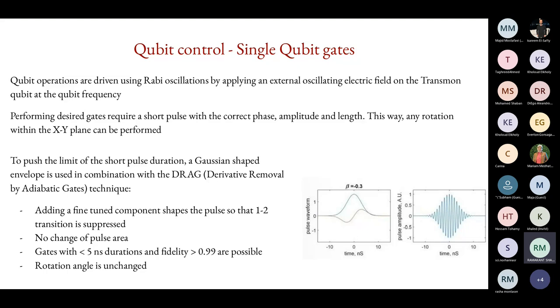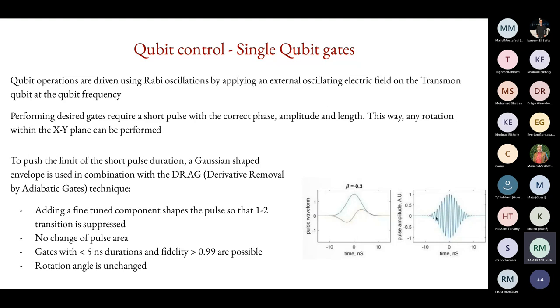So, as we have said, in order to apply a quantum gate, we need to manipulate electrical pulses. By manipulating electrical pulses, we need to know the frequency of the qubit to move from 0 to 1, and we would apply a Gaussian shape in combination with the DRAG technique. In the end, this is what we get. So we have a Gaussian shape pulse.